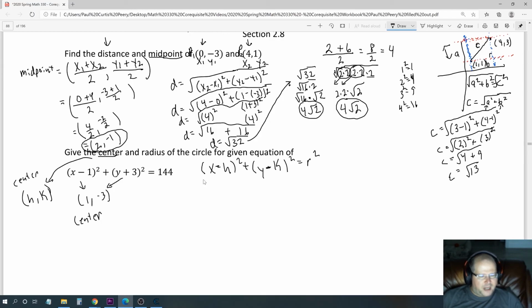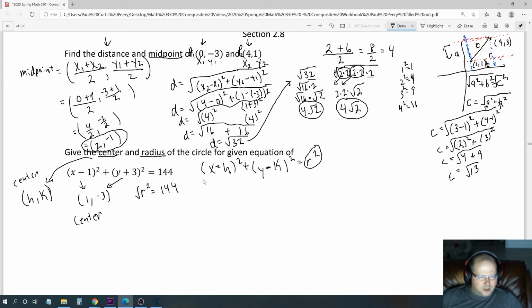Center. Okay. Now they also want to know the radius. The radius. Well, what we do know is that r squared is equal to 144, right? Just like here, the r squared. Okay, because this is already solved. It's already in this proper form. If it wasn't in this form, it would be a little more complicated. But since this was already in the kind of almost a standardized form, it makes the interpretation much easier. So we do know that r squared is equal to 144.